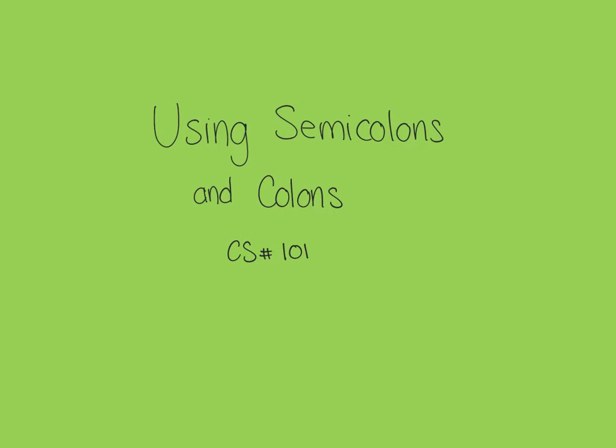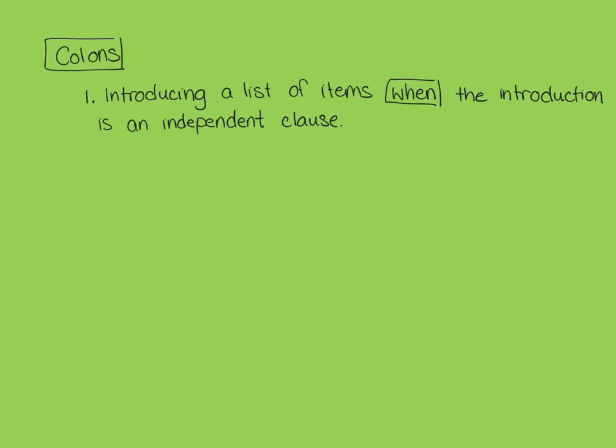Today's lesson is on using semicolons and colons, and it will cover CS exercise number 101. Colons are used in 4 different cases. So the first place where you can use a colon is when you're introducing a list of items, but only if the introduction to that list is an independent clause.